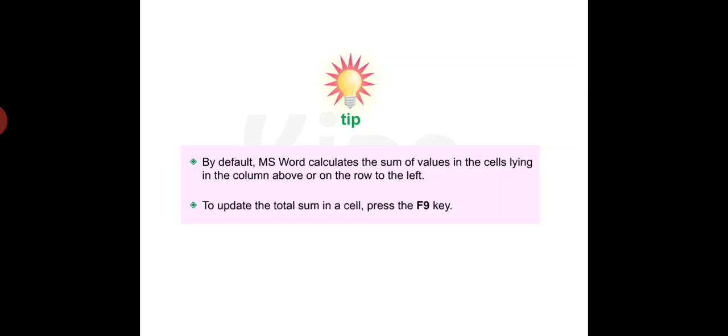Tip: by default, MS Word calculates the sum of values in the cells lying in the column above or on the row to the left. To update the total sum in a cell, press the F9 key.